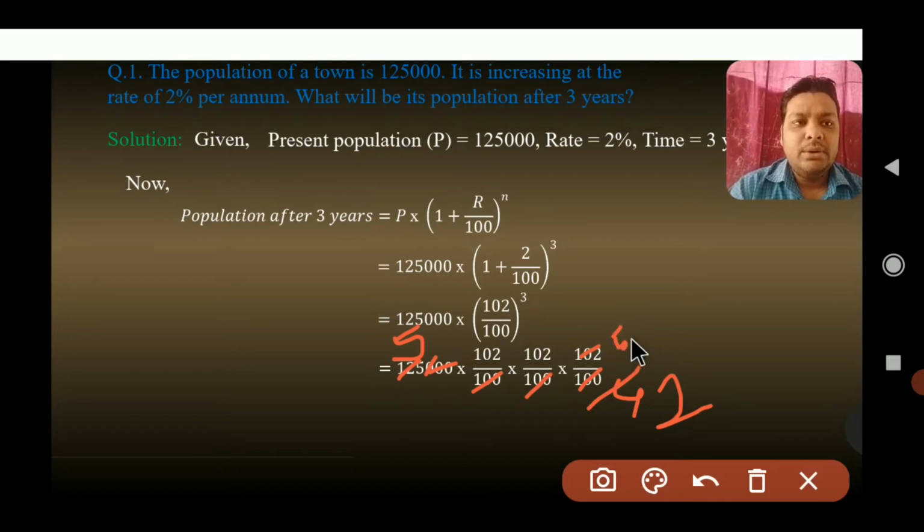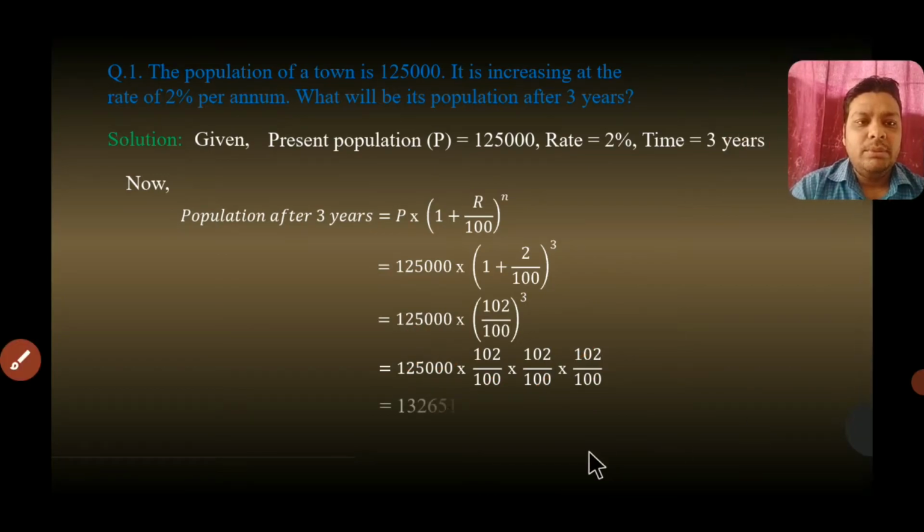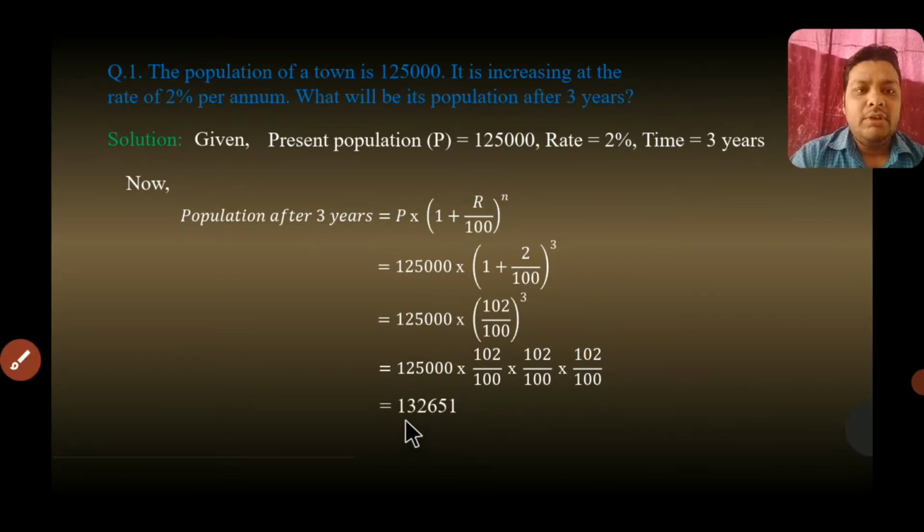Okay, now again 25 1 time. Okay, so you can see that now in the denominator nothing is left, but in the numerator 5 into 102 into 51 into 51. Okay, so now after multiplying, it will be 1,32,651 and this is the population after 3 years.